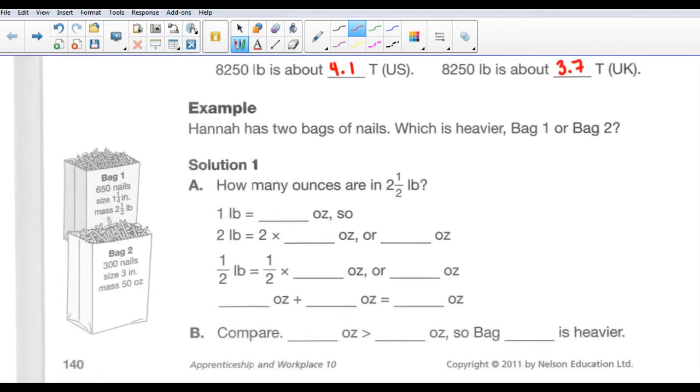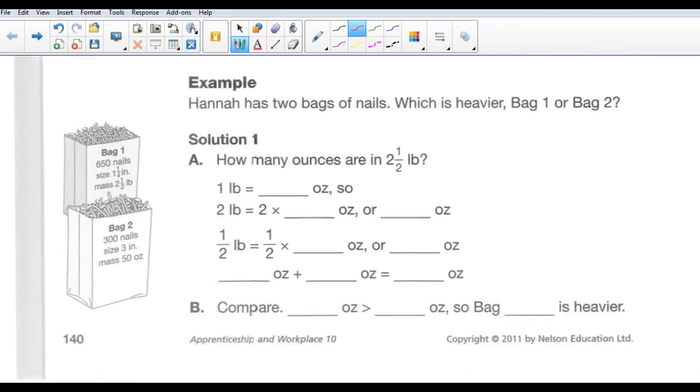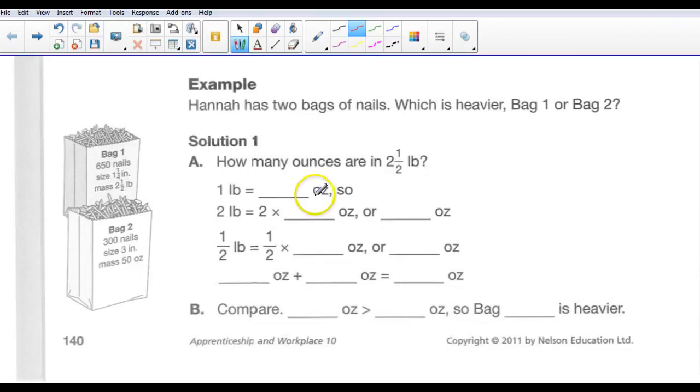Let's do an example here. Hannah has 2 bags of nails. Which is heavier, bag 1 or bag 2? Well, if you look at bag 1, you can see that the weight or the mass is given in pounds, and in bag number 2, the mass is given in ounces. So to know which one is heavier, we have to get them both in the same unit. We either have to convert ounces to pounds or convert pounds to ounces to compare.